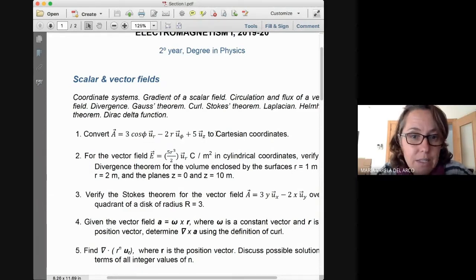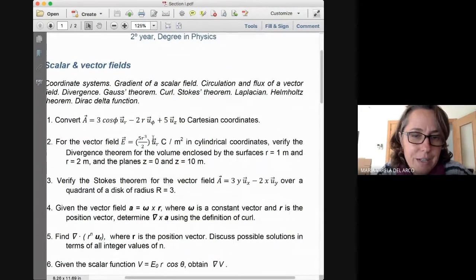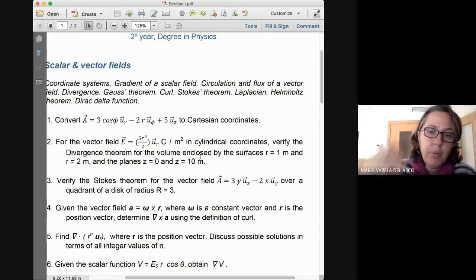And then, by the way, the second exercise that you have to do, you have here a vector field, which is an E, which is radial in cylindrical coordinates. You have to verify the divergence theorem for a given volume, and you have here both surfaces that define the volume. It's a surface with radius equal 1 and then a surface with radius equal 2 meters. So we are in cylindrical coordinates, and the volume is in between two cylinders of radius 1 and 2. And then on the planes z equals 0 and z equals 10 meters. So those are going to give you the base and the top end of the cylinders.